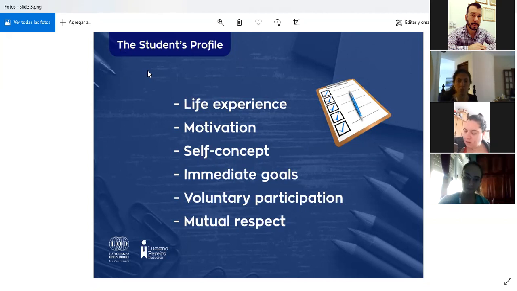Next item, immediate goals. Well, in general, when adult students come to you for lessons, private lessons, or in an institute, for example, they are not looking for a long-term course. They don't want to study for years and years. They need something short, because they need to learn English today, perhaps for a job, to get a job tomorrow. So you will see that necessity in them.